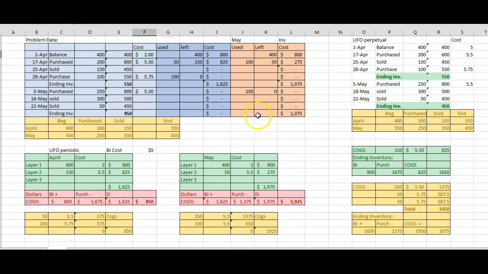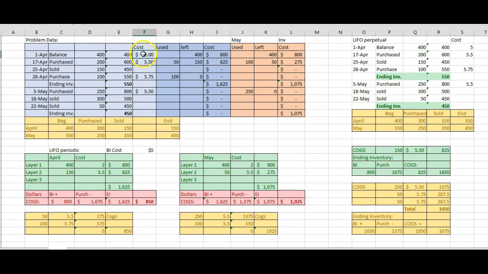So let's start. This is what they gave us right here. I put in the cost of each one, so it's all in one location. And now we're going to start in on April, which is in blue, and May, which is in orange. So let's do April first.